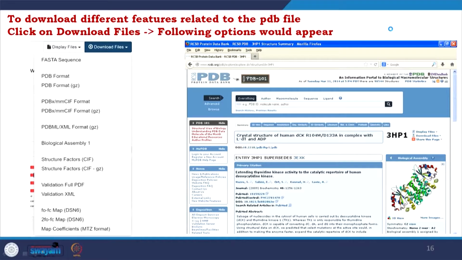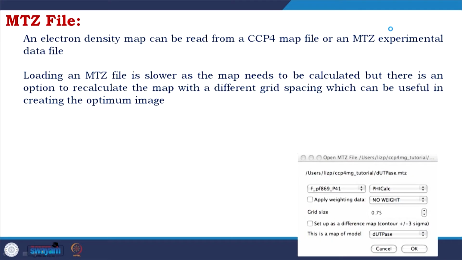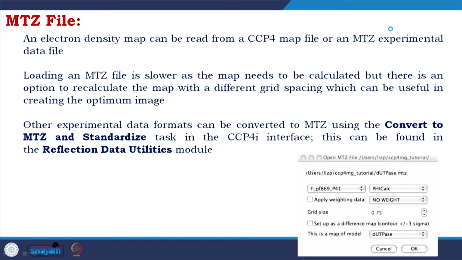If you go back, you will see, if you remember, the Fo-Fc map and 2Fo-Fc map. I have talked about them in the crystallography section. Loading an MTZ file is slower as the map needs to be calculated, but there is an option to recalculate the map with a different grid spacing, which can be useful in creating the optimum image. Other experimental data formats can be converted to MTZ using the convert to MTZ and standardize task in the CCP4i interface in the CCP4 modules. This can be found in the reflection data utilities module.